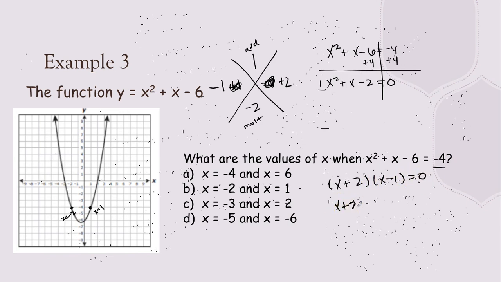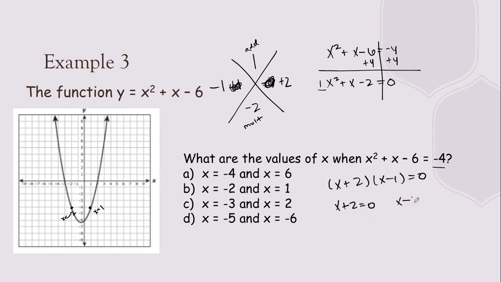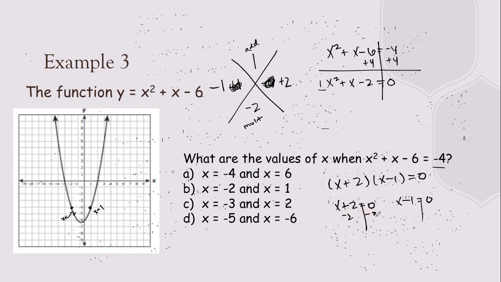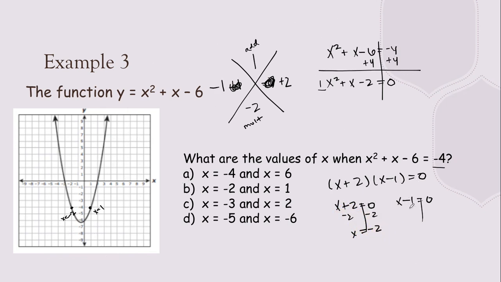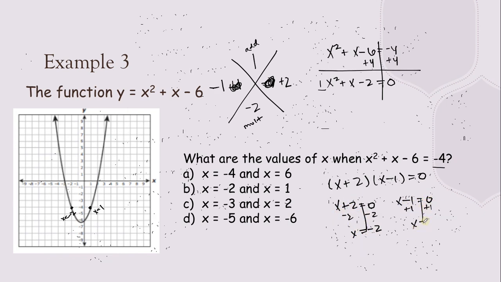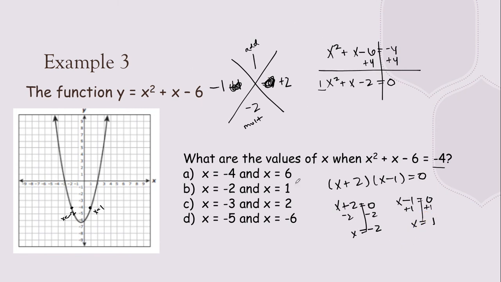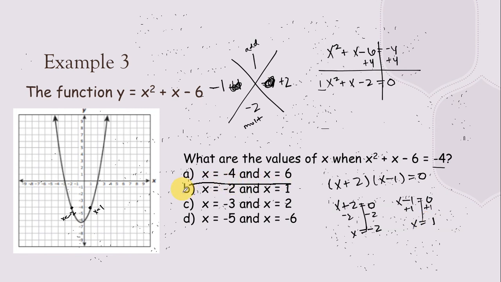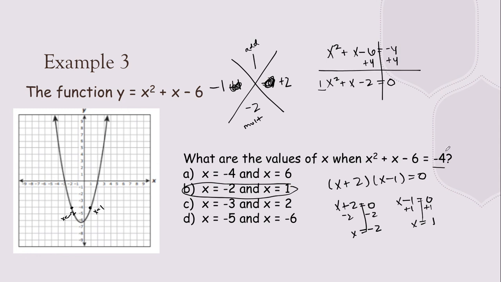So x plus 2, set it equal to 0. x minus 1, set it equal to 0. Minus 2, x equals negative 2. Plus 1, x equals positive 1. And there's that same answer. So you had two options here, but you had to understand what this was saying. It's saying the y value here was negative 4. So you could have looked when the graph was at negative 4. Or, like we've been doing, you don't want it equal to any number but 0, so you could have solved from there.